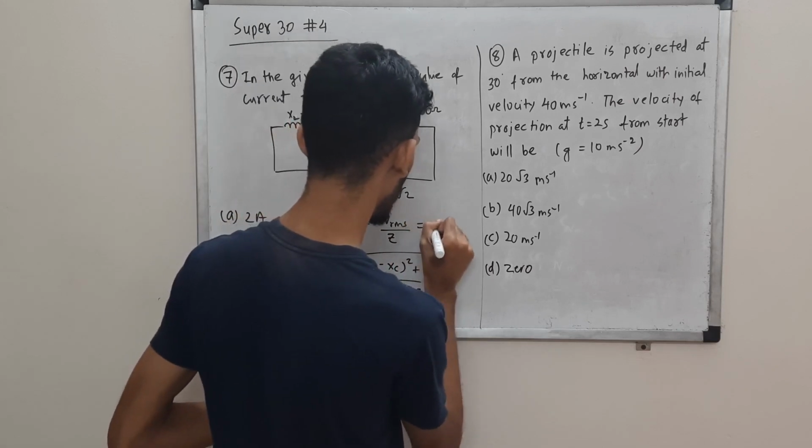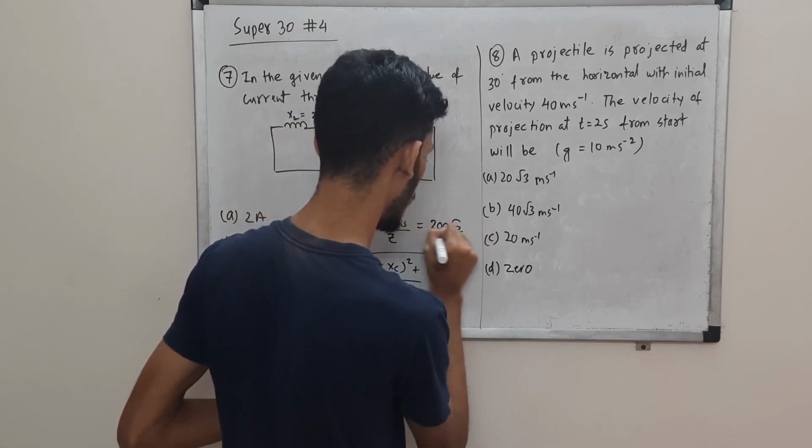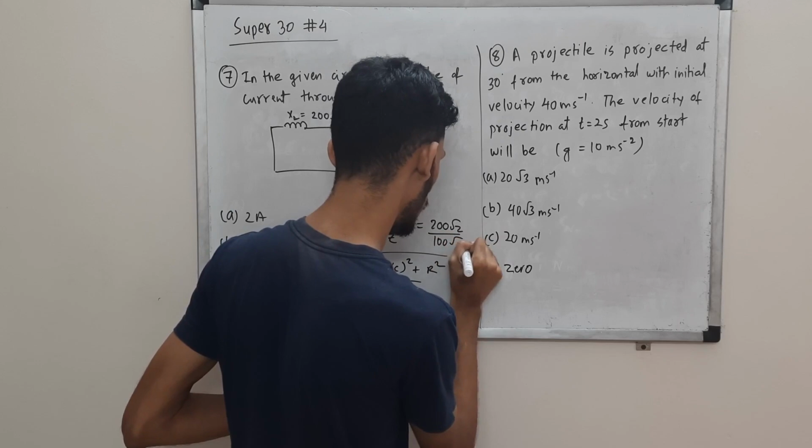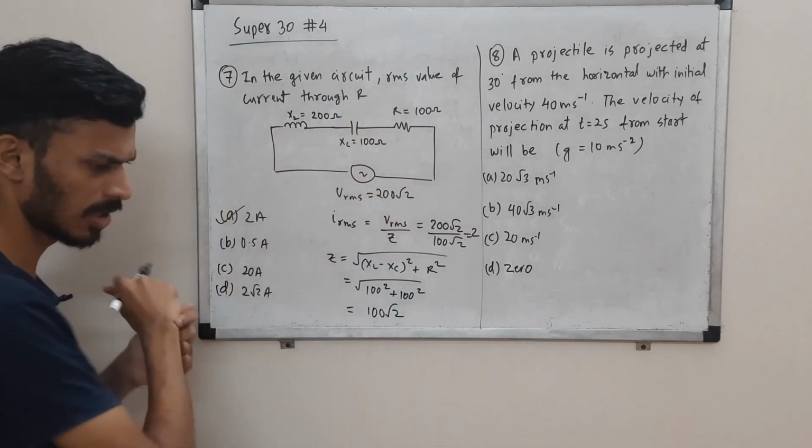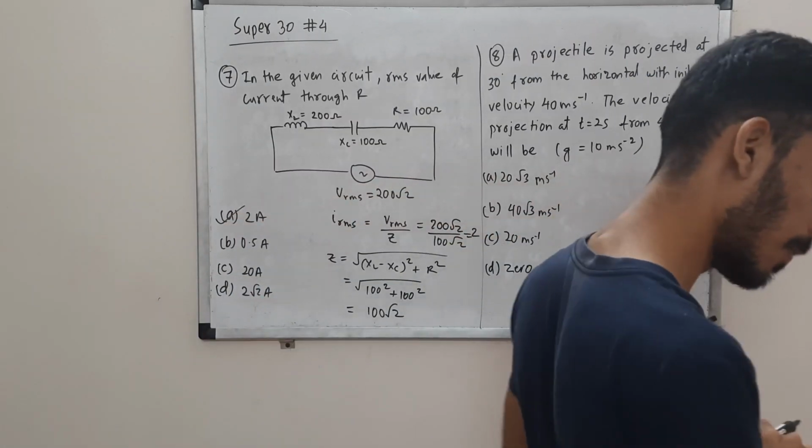So you can substitute it over here. So 200 root 2 VRMS divided by 100 root 2, which gives you the answer 2. 2 amperes is the RMS current. Let me check that. So 2 amperes, yes.